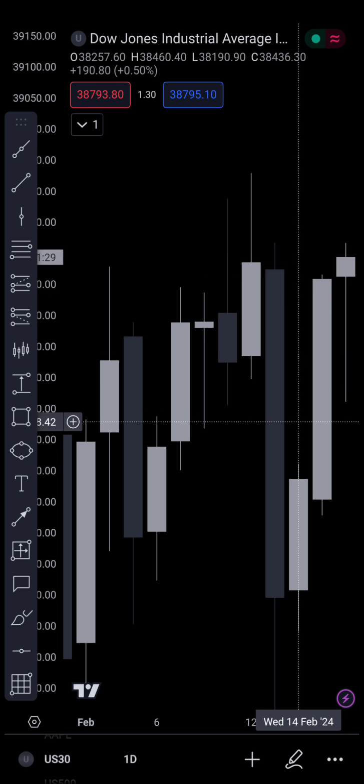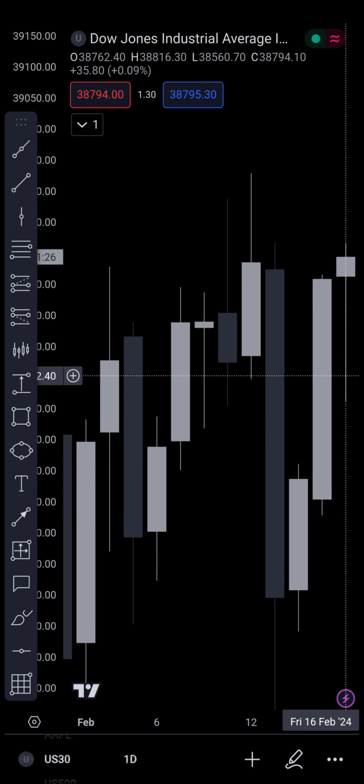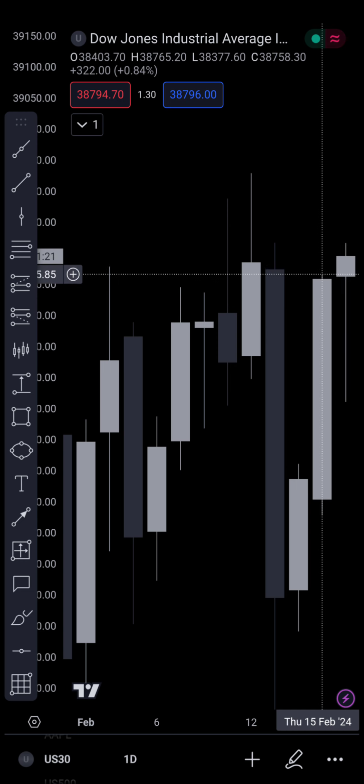I said, this is too big of a candle. Price is probably going to retrace down to 50% or lower and then reverse and go higher to the drawn liquidity, which is up here.